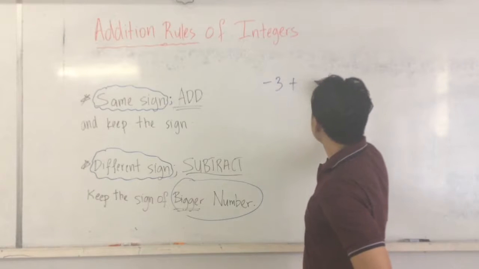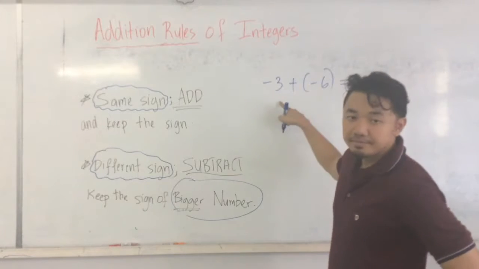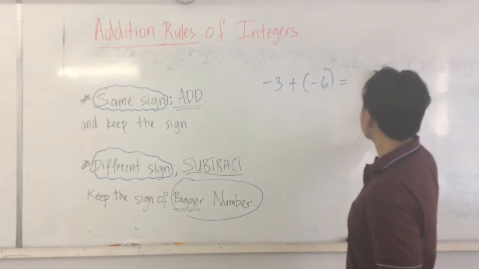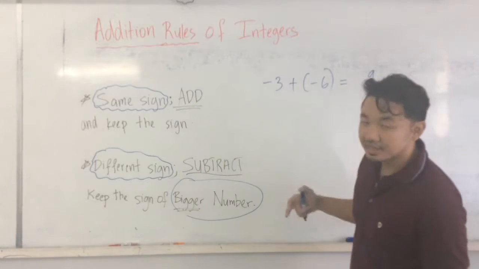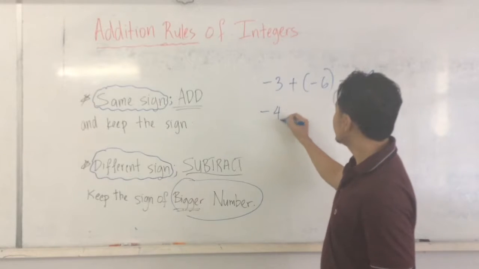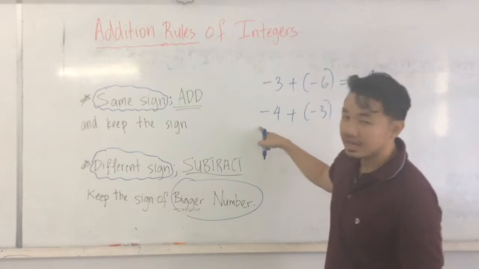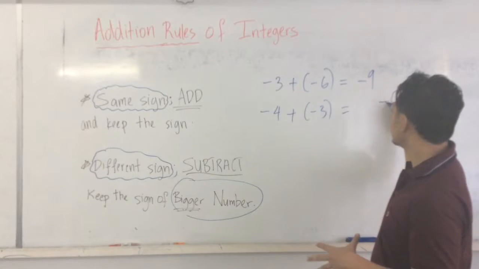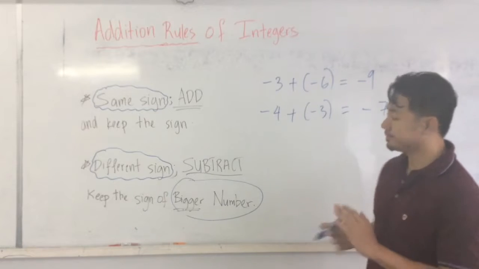Negative 3 plus negative 6. Same sign, you add them together. 3 plus 6 is 9. And then keep the sign. The sign is negative, so it's negative 9. How about negative 4 plus negative 3? Again, you have the same sign, negative and negative. Just add them up together. 4 plus 3 is 7. And then keep the sign. The sign here is negative, so it's negative 7.